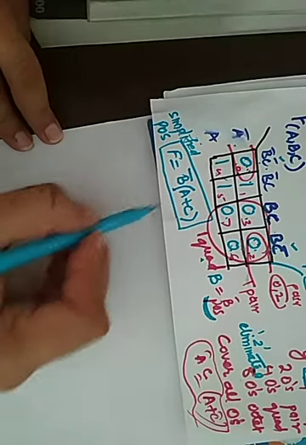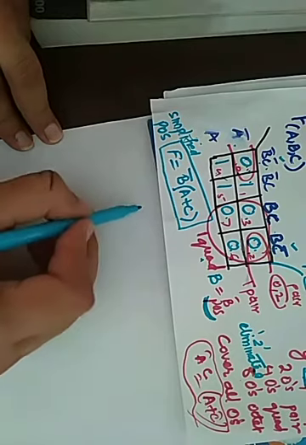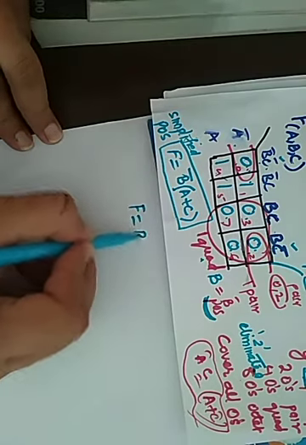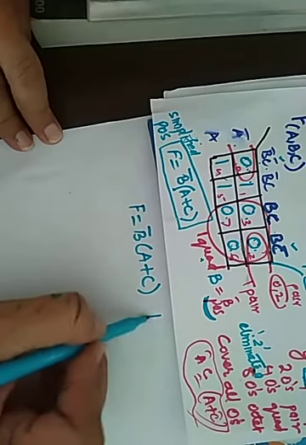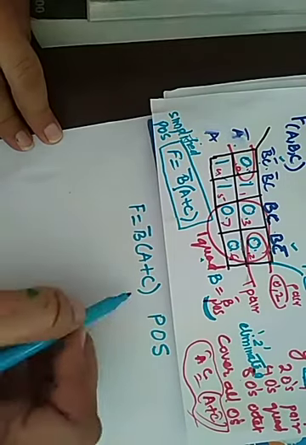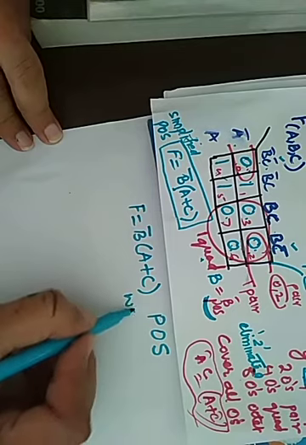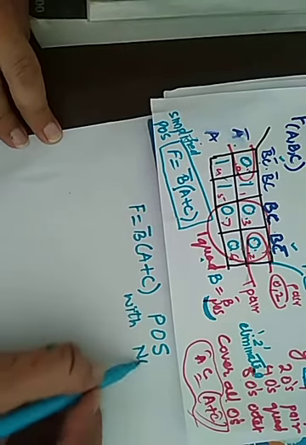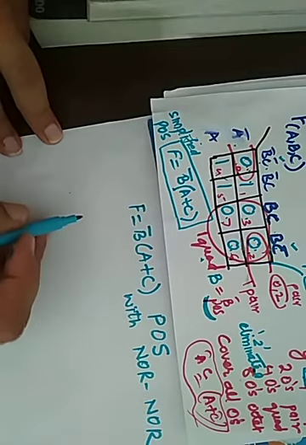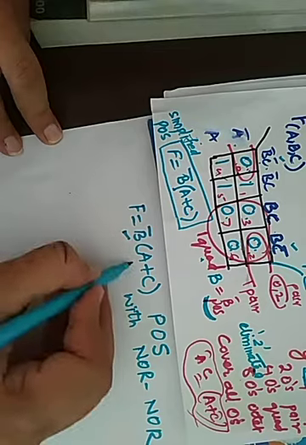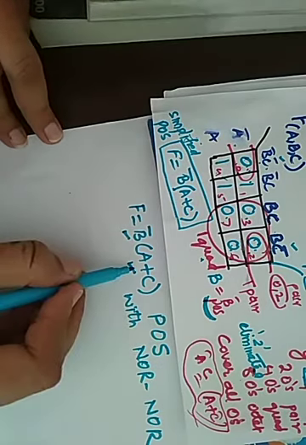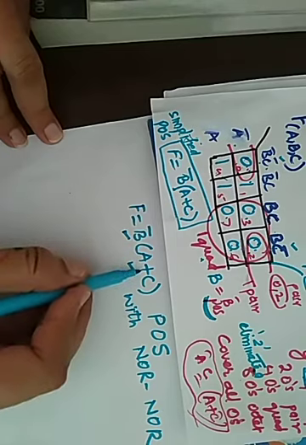We will now see how to implement this function f equal to b bar into a plus c, which we recognize as a POS function, with the universal gates NOR, NOR. Since this is a product of sums, this is one sum term, this is another sum term. So there are two sum terms, one gate for each.